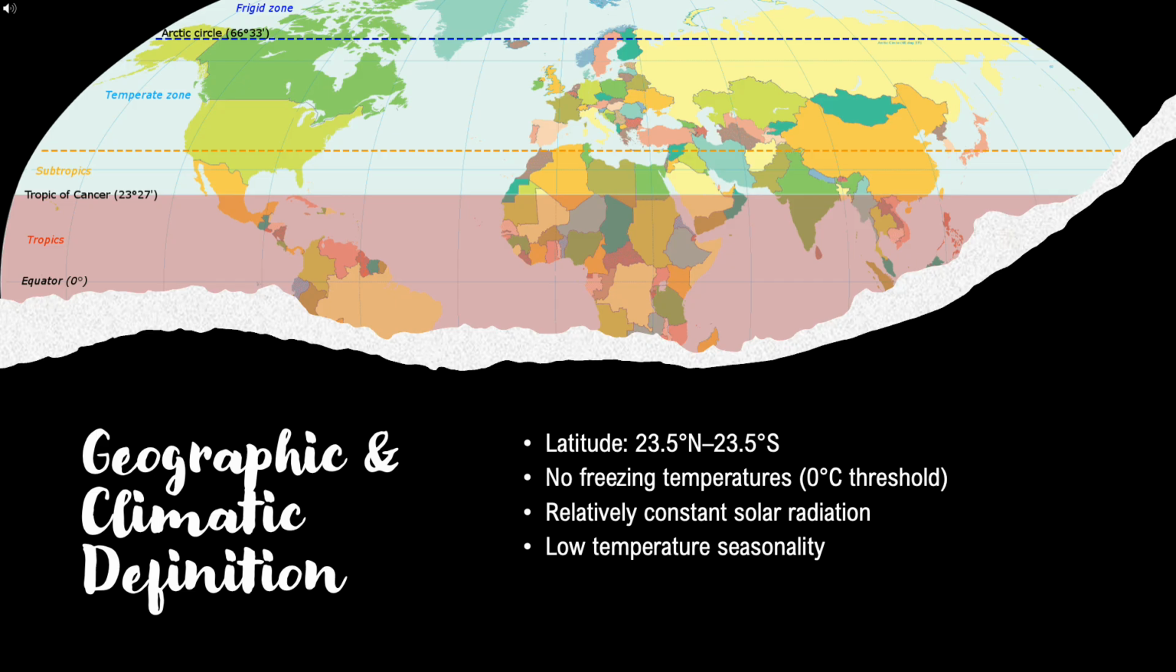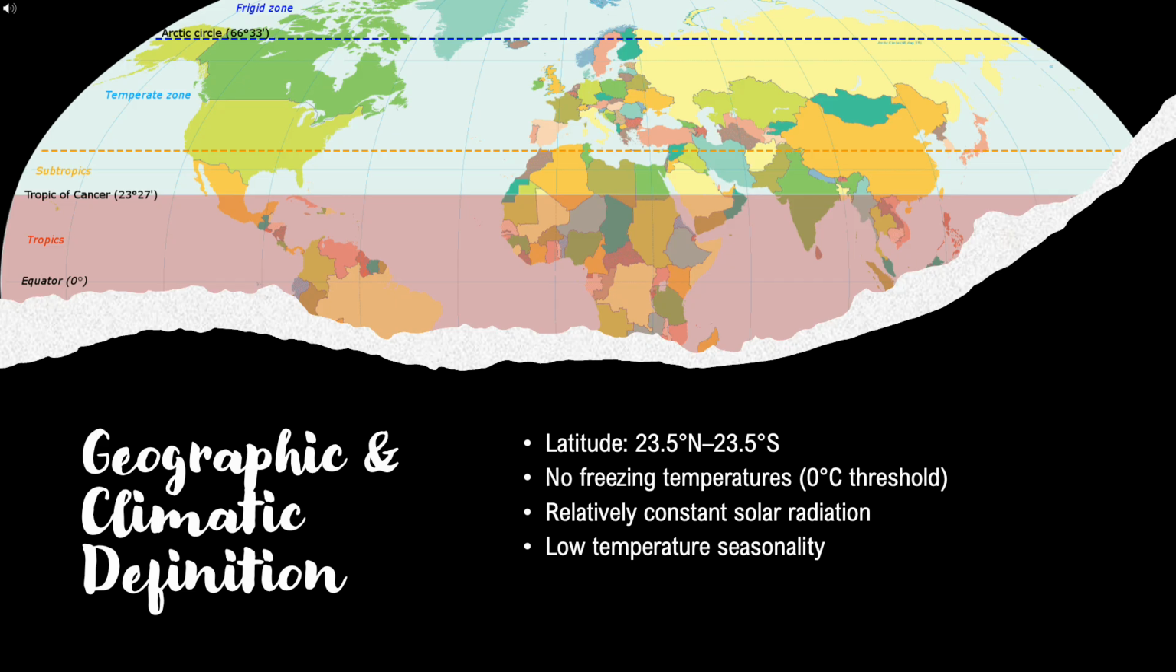Now, what makes this zone ecologically distinct? First, there are no freezing temperatures. The 0 degrees Celsius threshold is the ecological line in the sand. Once you drop below it, the whole physiological toolkit of plants has to change. In the tropics, that constraint simply doesn't exist.